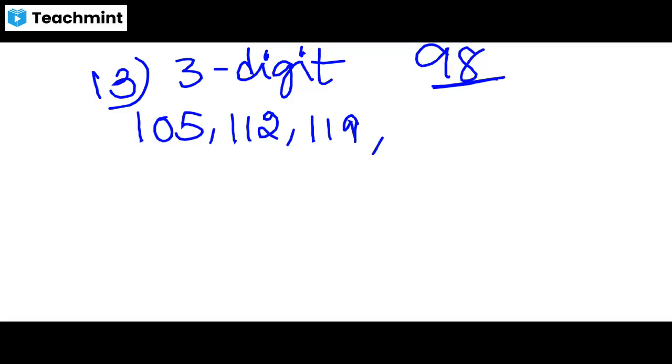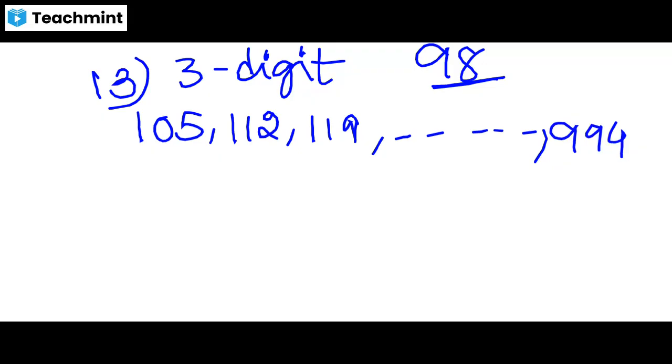If you go on writing like that, which is the last 3-digit term that is divisible by 7? 994. Which number is divisible by 7, 994? Yes. So what have they asked? How many 3-digit numbers are divisible by 7?